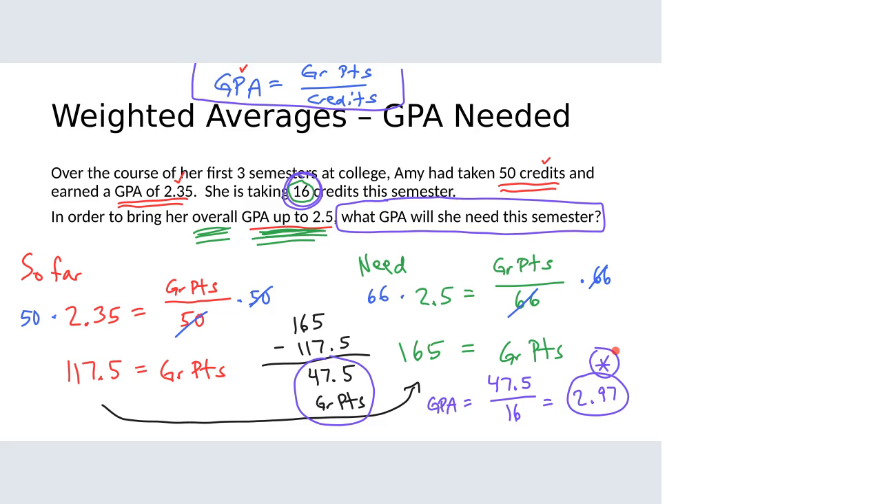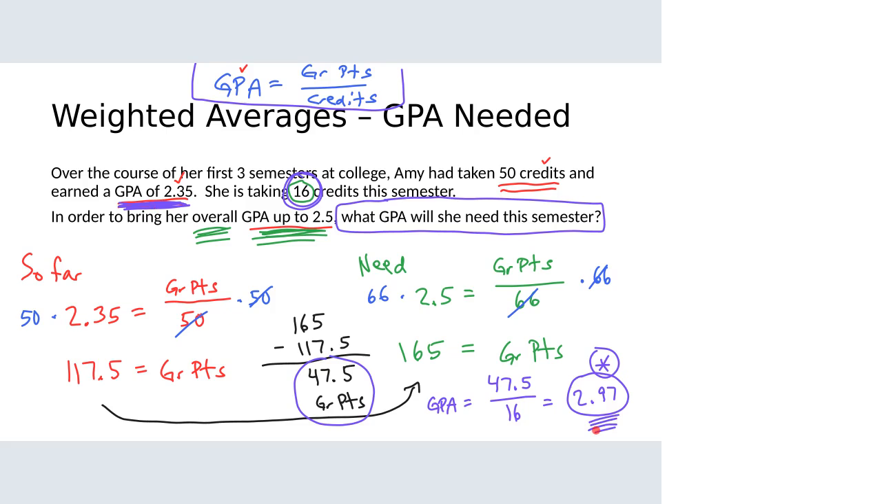Very much like we did with, we've got one more exam to take. What score do we need? This is, in order to pull that 2.35 GPA up, how is she going to need to do this semester? She's going to need a 2.97.